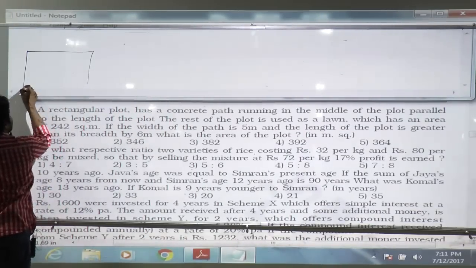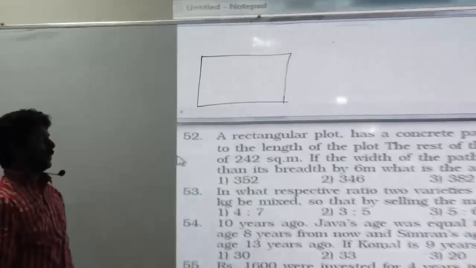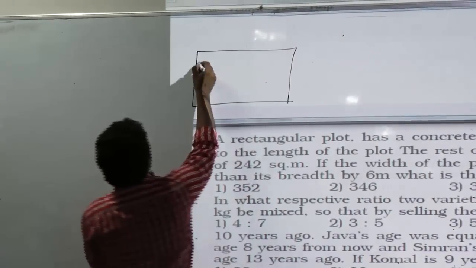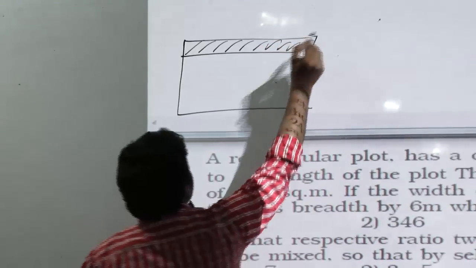Rectangular plot. This is the one. And there is a road running in the middle of it parallel to its length. This is the road.